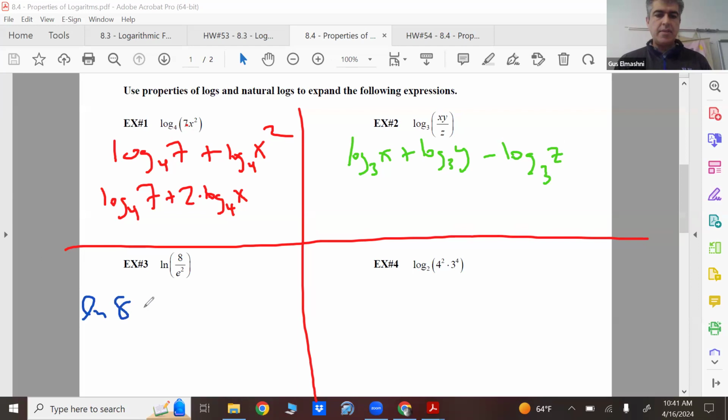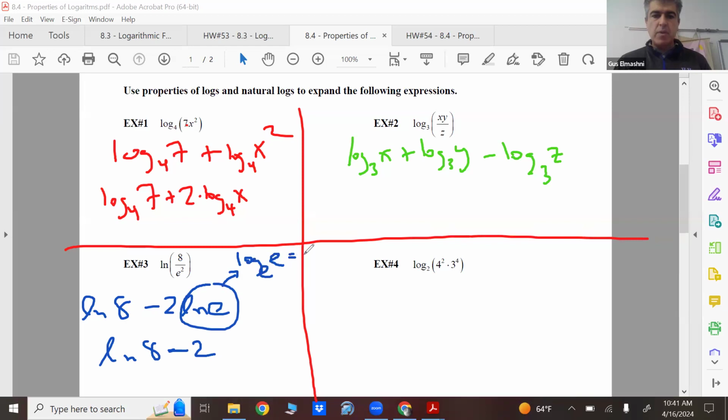ln 8 minus 2 ln e. And by the way, ln e is just 1. Because if you think about it, that's log base e of e. That has to equal 1. Right? So that's sometimes a good idea to do. Questions on that one? I'll stop a little bit and then go fast.